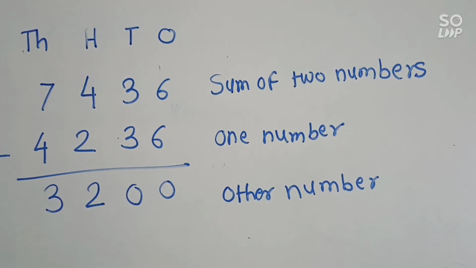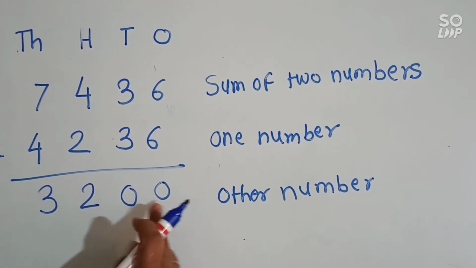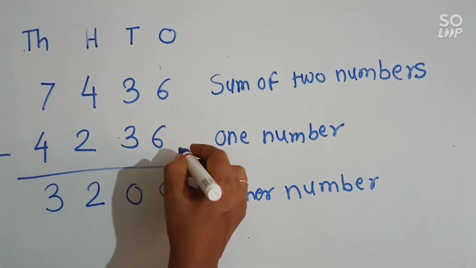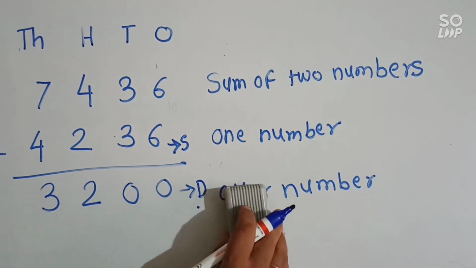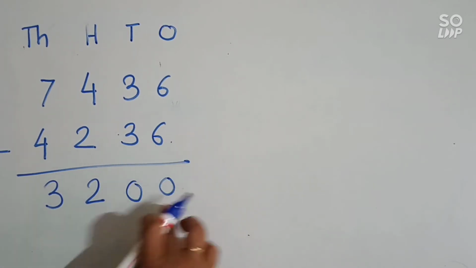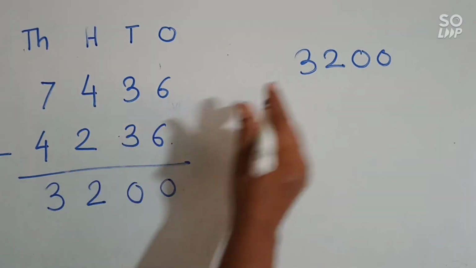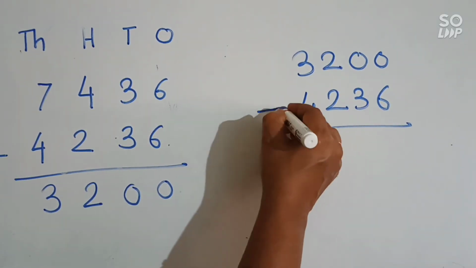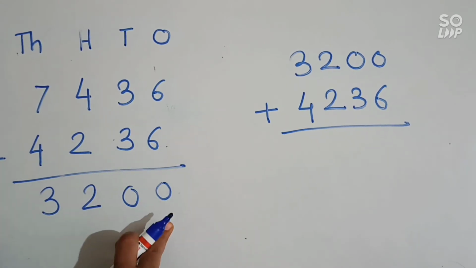Okay children, if you will add these two numbers, what do we get? The other number is the difference, and this number is the subtrahend. Now we will check. Difference 3200, subtrahend 4236, and when we do the addition of these two numbers, this is one number and this is another number.